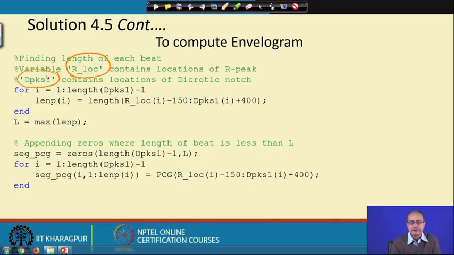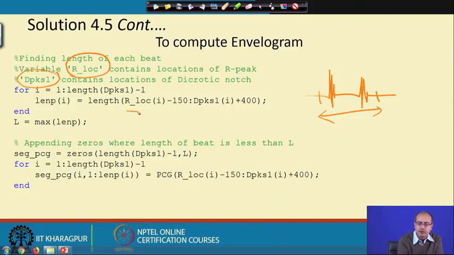Those codes are with us, we have found these two. Now, using that, essentially, if this is S1 and this is S2, we are trying to take a segment like this, starting before S1 and going after S2. For that we are taking the R location minus 150 samples, and going to the dicrotic notch location plus 400 samples. So, we are taking somewhat more than the exact S1 to S2, because there would be some spread of the signal. We are trying to make sure that we are not losing out anywhere because of measurement error.